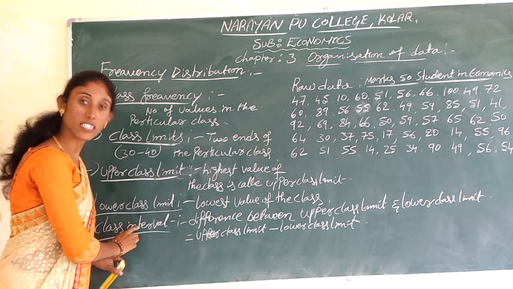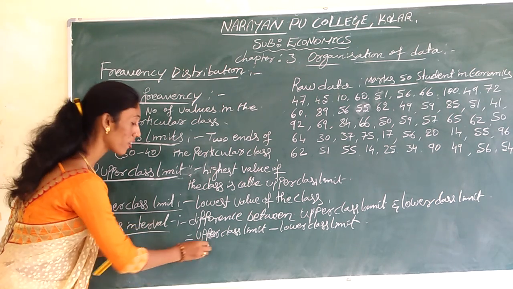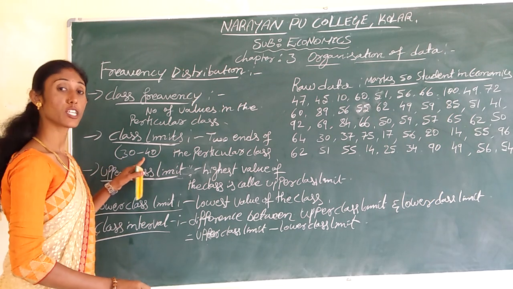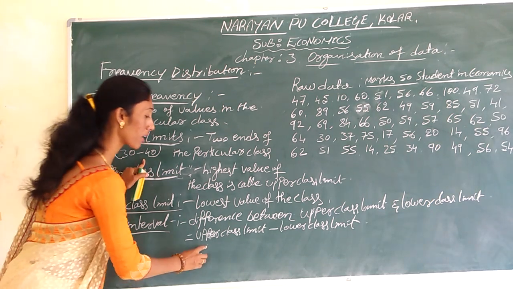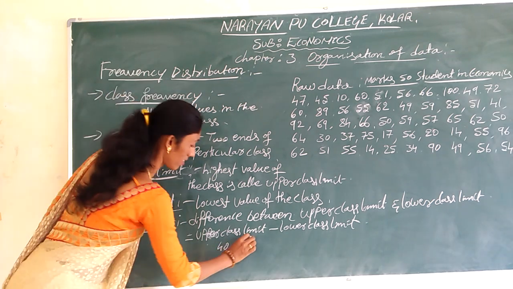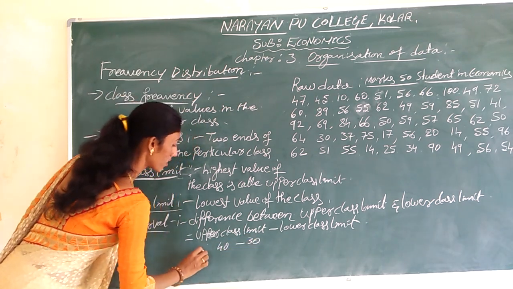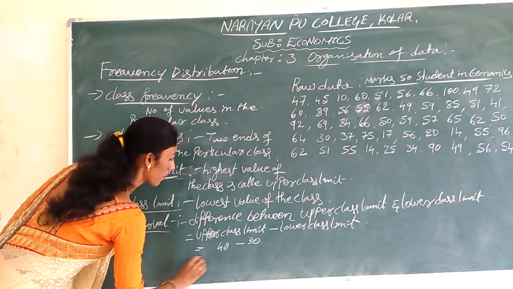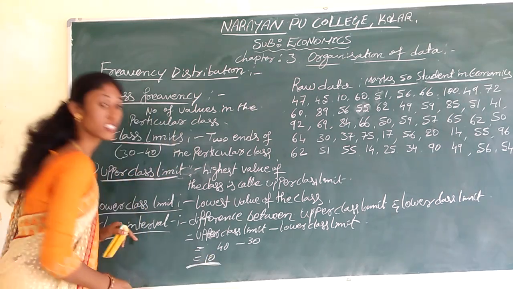For example, we have taken 30 to 40. Here the upper limit of the class is 40 and the lower limit of the class is 30. The difference between these two will be 10. This is the class interval.